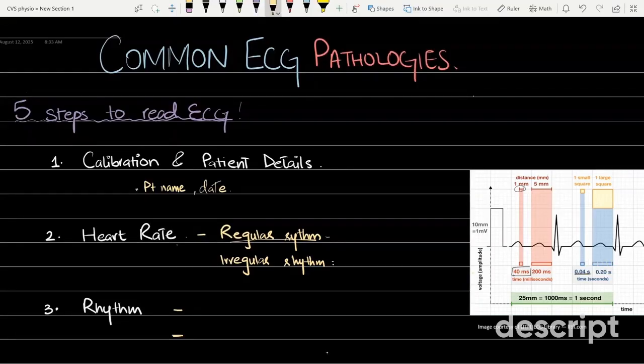Today we will continue learning ECG. In just 5 simple steps, you will be able to read ECG, and by the end of this video, you'll be able to spot things most people miss. Let's decode it step by step.